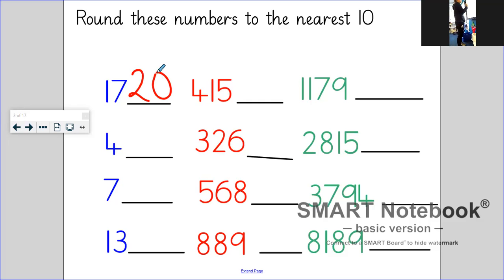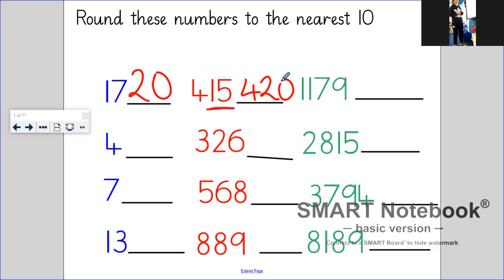415. Well, right now I'm not bothered about the 400 because I'm rounding to 10. I'm looking at these numbers here. 15. Well, I've got 10 on one side, 20 on the other. And remember, when it's in the middle, we go up. So it should go to 420.